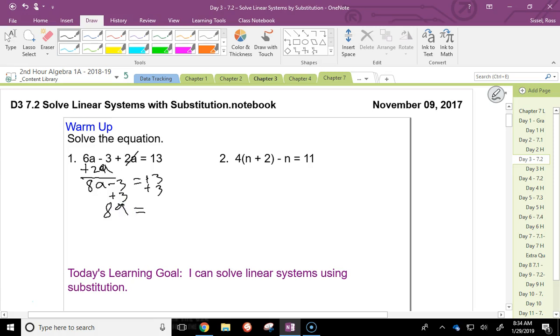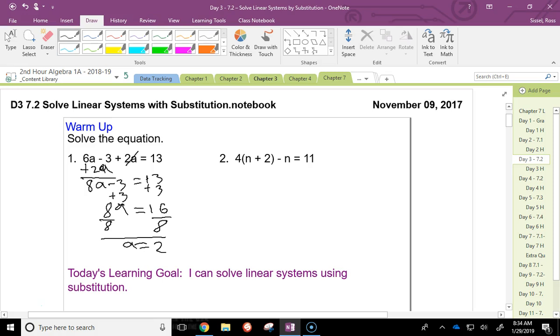We have 8a minus 3 equals 13. She's getting rid of the minus 3 by adding 3 to both sides. So 8a equals 16. Dividing by 8, a would equal 2. Very good job. A equals 2. Okay, Caitlin, I'll give you a dum-dum in a second.